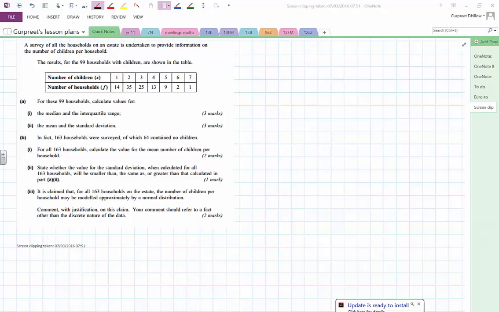Okay, I'm going to go over the answers to your assessment here. Most of this question was pretty straightforward, so I'm going to go through this one quite quickly.